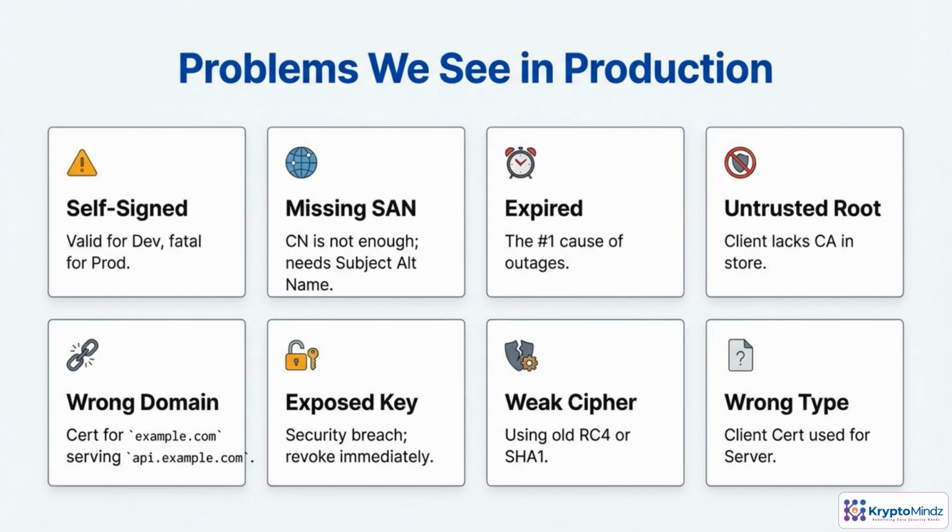Finally, even when the crypto is solid, using the wrong certificate type or key usage can break things. For example, trying to use a client authentication certificate for a server, or vice versa. The pattern here is important. Most production problems are not exotic hacks. They're basic hygiene issues that good process and automation can completely prevent.